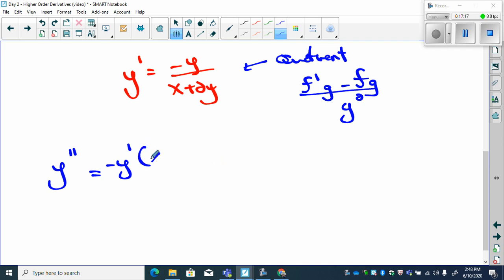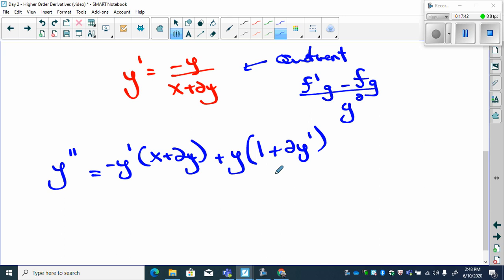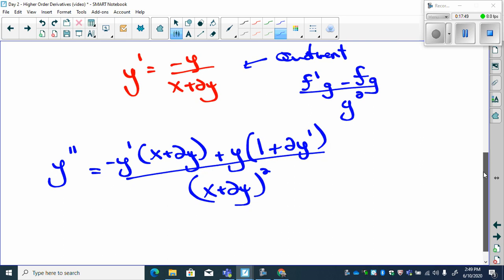times the bottom, x plus 2y, or times g, minus the top, so minus negative y, so negative negative y, that would be plus y, times the derivative of the bottom. Well, the derivative of x would be 1. Remember, you're differentiating with respect to x. It's this term that's going to have that y prime in it. The derivative of 2y would be 2 times y prime, all over the bottom, which is x plus 2y to the power of 2.